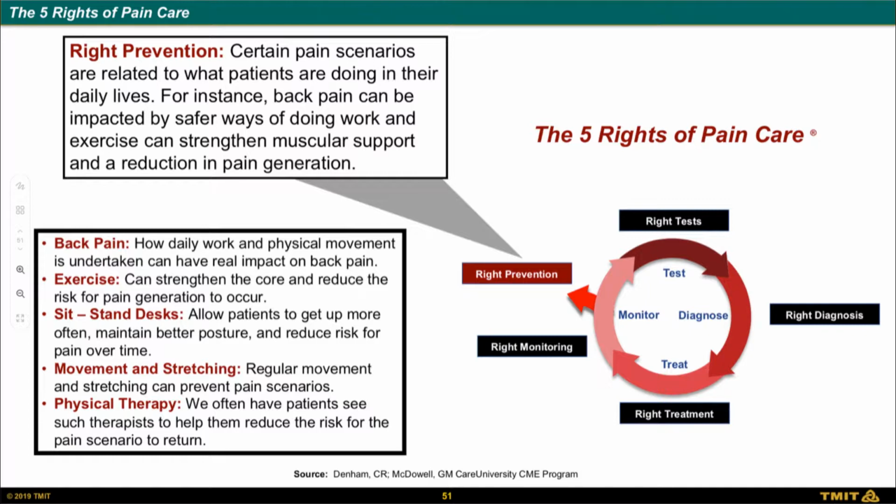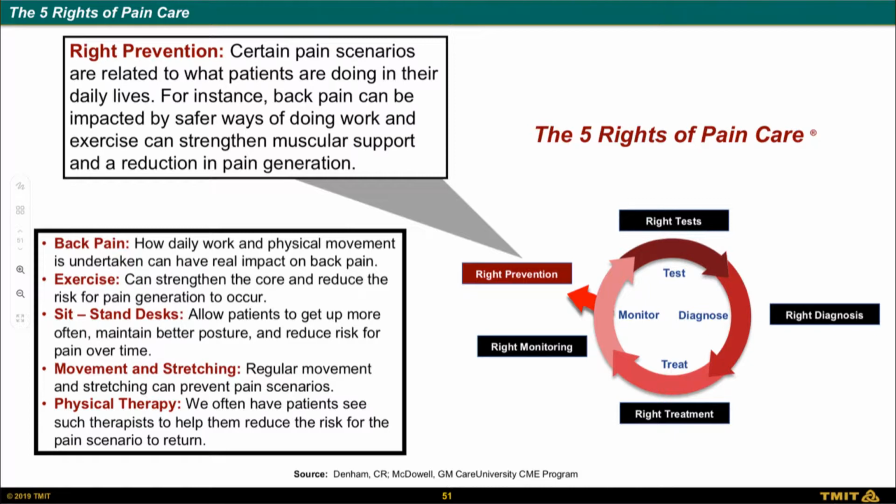And exercise can strengthen muscular support and reduce pain generation. I've often found that many of my patients who have sedentary jobs sit in a very low, comfortable chair, and they don't get up very often. I encourage patients now to use sit-stand desks, or perhaps to find a working station, but to get up every hour and move around, do stretching.